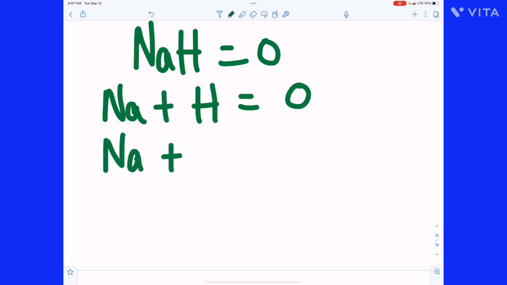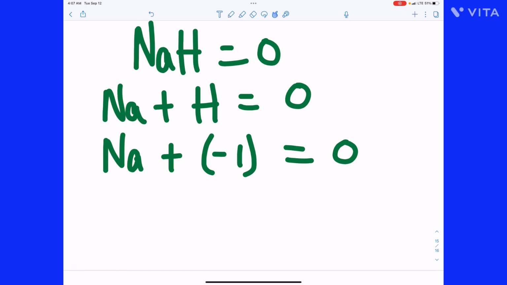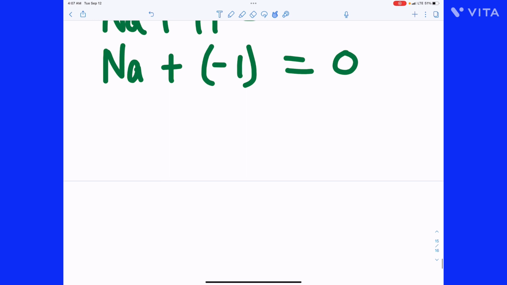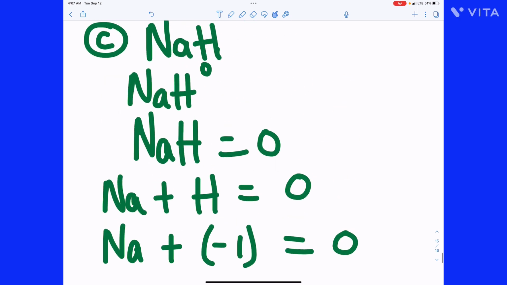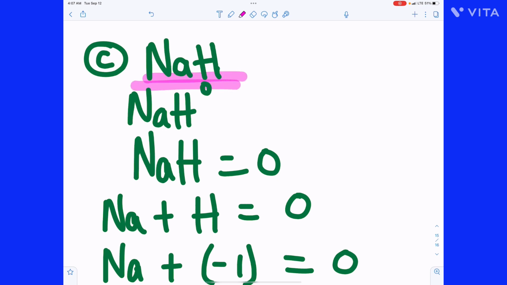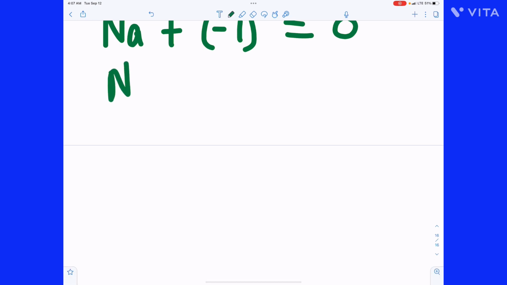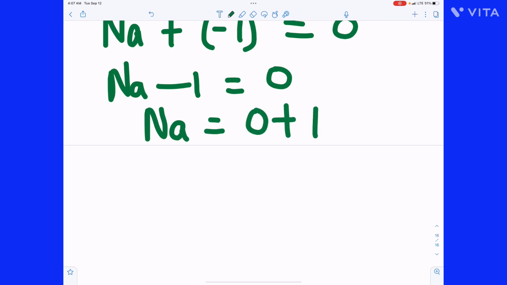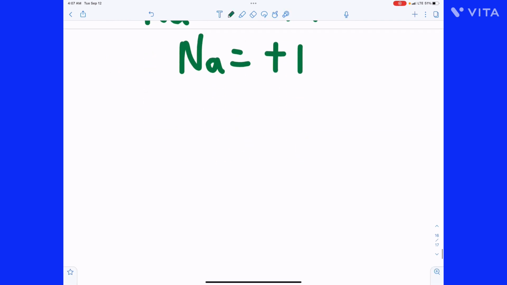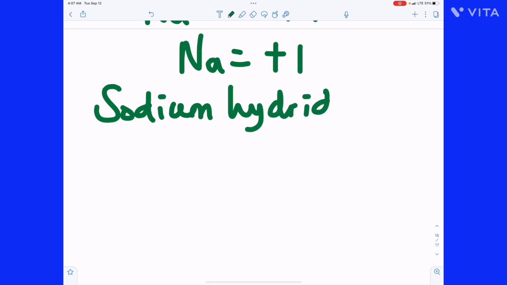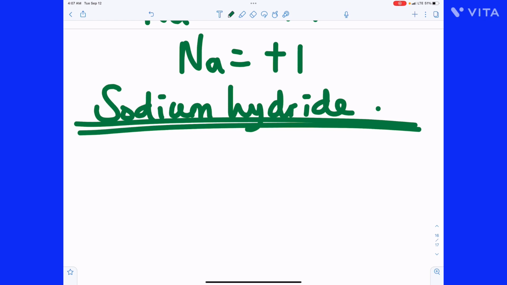So Na, this is a hydride. We said in our previous examples that hydrogen is always charged +1 except in metallic hydrides. This is an example of a metallic hydride. It's called sodium hydride. So the charge of hydrogen in it is -1. So Na minus 1 is 0, Na is 0 plus 1. Na is +1. That means we call this compound sodium hydride. We don't really write the one, just call it sodium hydride.